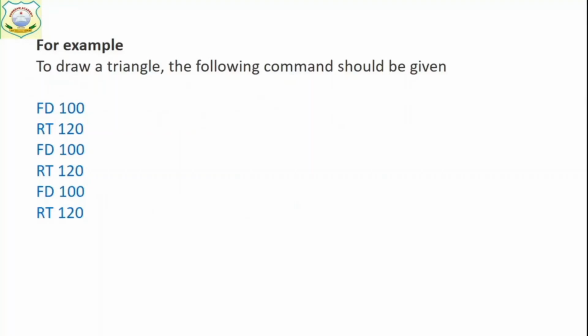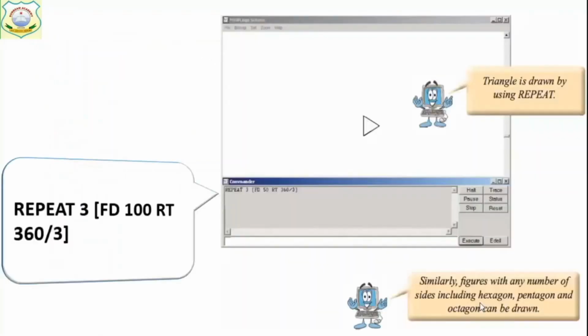So now, if you are drawing the triangle without using the repeat command, we have 1, 2, 3, 4, 5, 6 lines of code, and using the repeat command we have only 1 line of code. Okay, now next, see, just a single command and your triangle is here. Okay, the triangle is drawn using the repeat command.